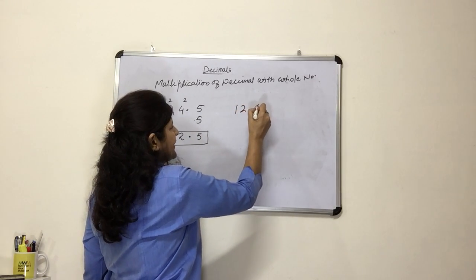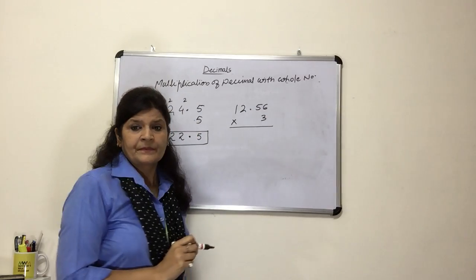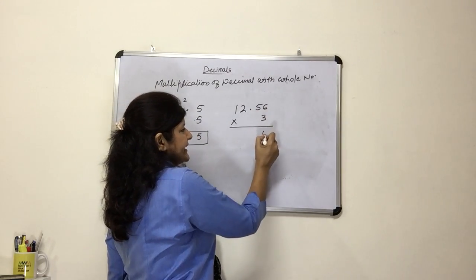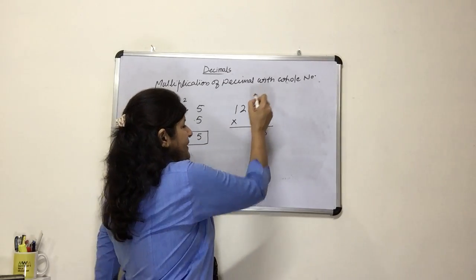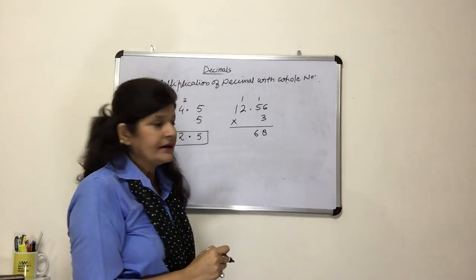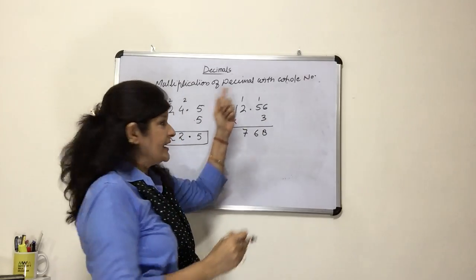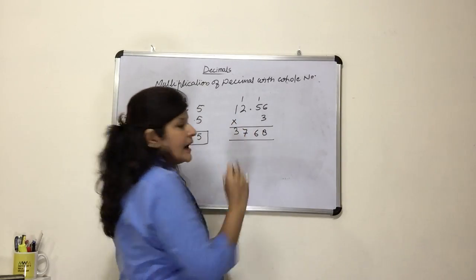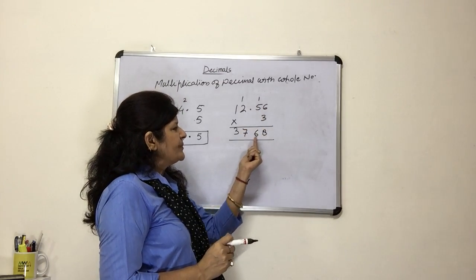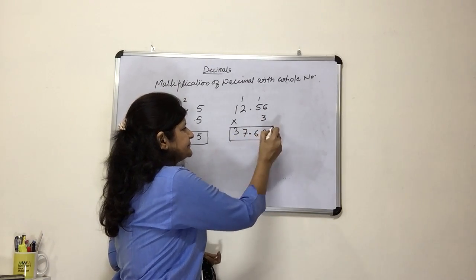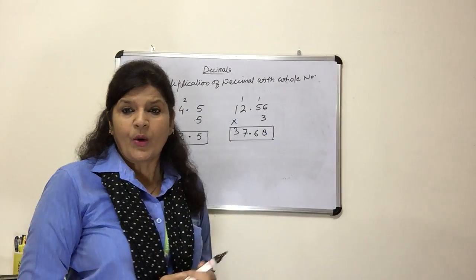Again one more example. Suppose 12.56 multiplied by 3. How will we do this? 3 sixes are 18, carry over 1. 3 fives are 15, plus 1 is 16, carry over 1. 3 twos are 6, 6 plus 1 is 7. 3 ones are 3. Now where do we put the decimal in our answer? After 2 places, so we put the decimal here. In this way we do the multiplication of a decimal with a whole number.